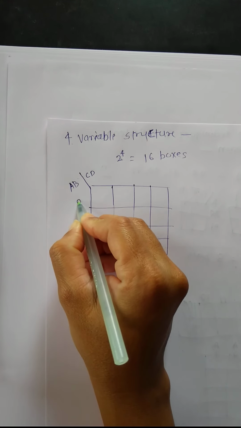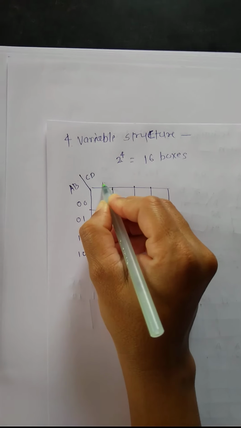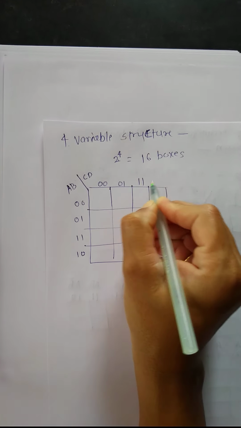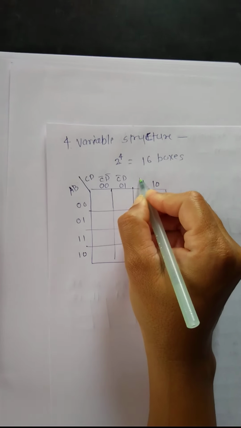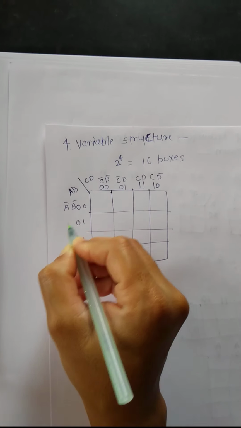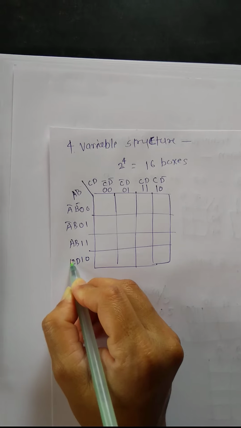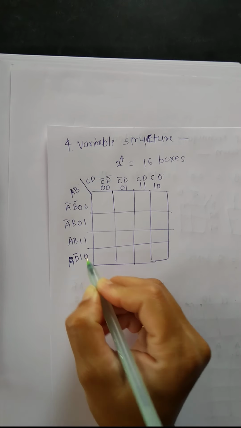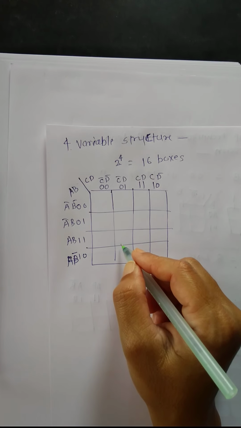AB has the possibilities 0 0, 0 1, 1 1, 1 0, and CD 0 0, 0 1, 1 1, 1 0. So this is C bar D bar, C bar D, C D, C D bar. Here is A bar B bar, A bar B, A B, A B bar. This is one way of representing it.